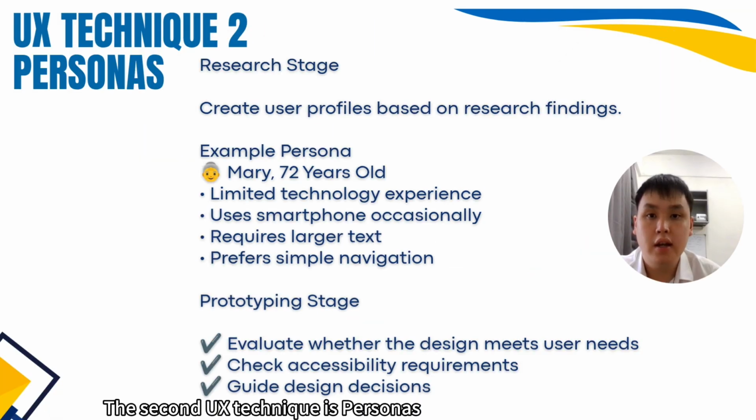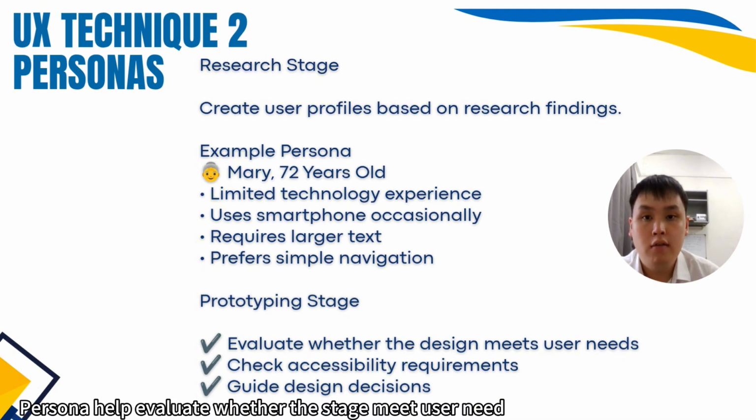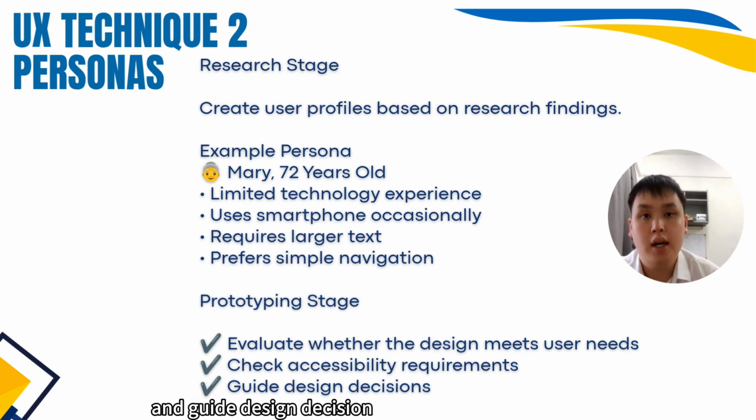The second UX technique is personas. During the research stage, personas are created based on research findings. For example, Mary is 72 years old with limited technology experience, uses a smartphone occasionally, requires larger text, and prefers simple navigation. During the prototyping stage, personas help evaluate whether the design meets user needs, check accessibility requirements, and guide design decisions. These techniques support user-centered design, improve communication, and help the team make better decisions.